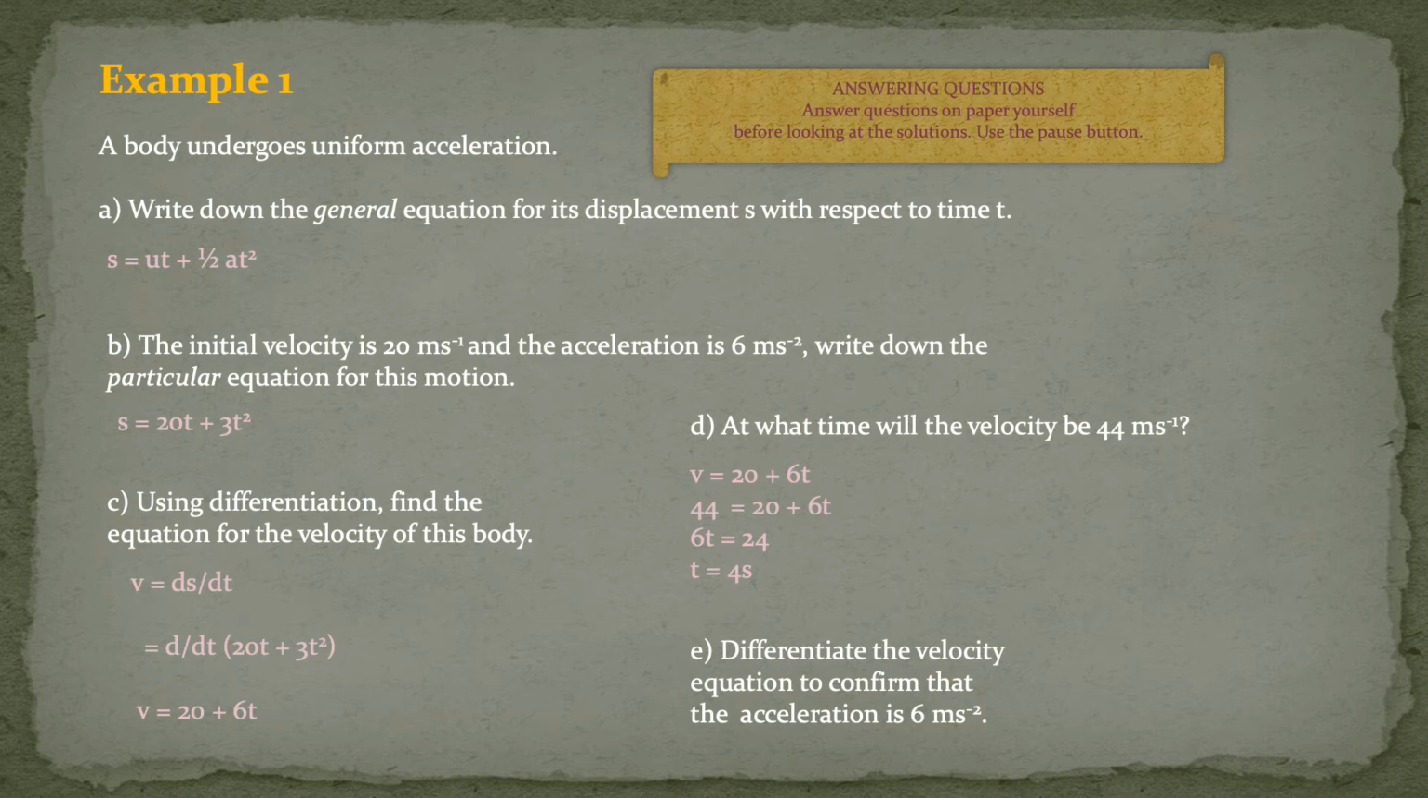Finally, could you now differentiate the velocity equation to confirm that the acceleration is indeed 6 meters seconds to the minus 2? Well, differentiating the velocity equation gives us dv by dt. That, of course, is the acceleration a. So we do a d by dt on 20 plus 6t, and that gives us an acceleration of 6 meters seconds to the minus 2 as expected.